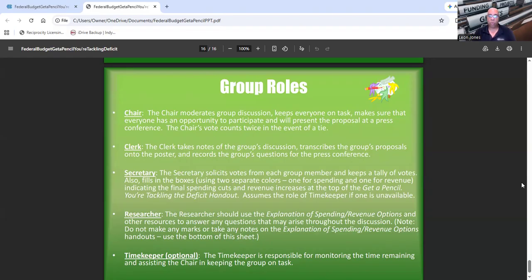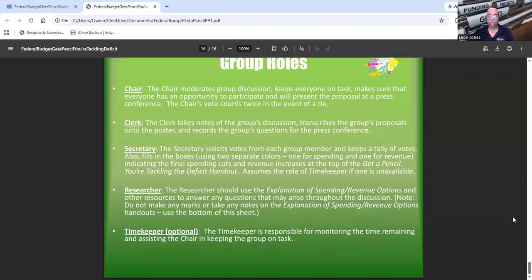It assumes the role of timekeeper if one is unavailable. Then you have your researcher. Now, the researcher should use the explanation of spending, revenue options, and other resources to answer questions that may arise throughout the discussion. Note, do not make any marks or take any notes on the explanation of spending, revenue options handouts. Use the bottom of the sheet.